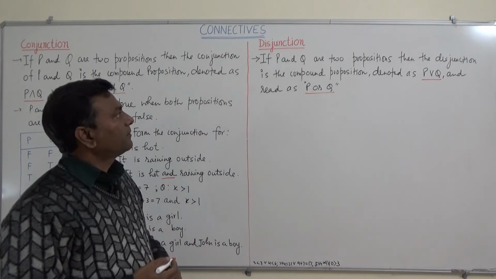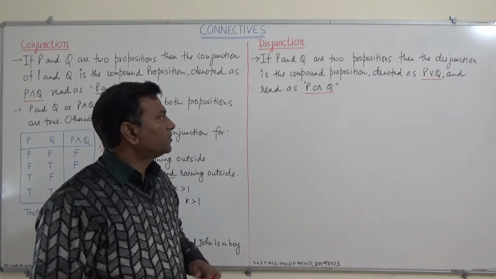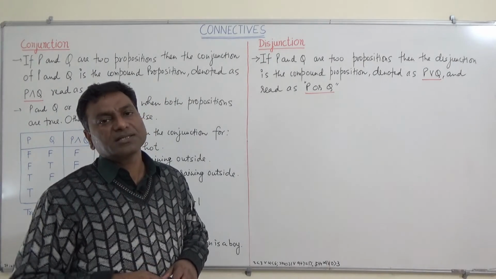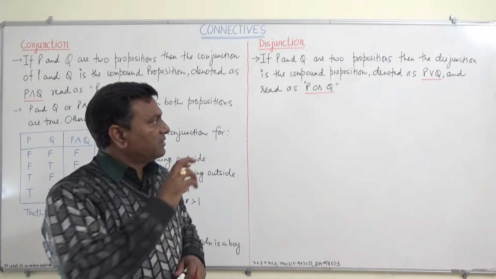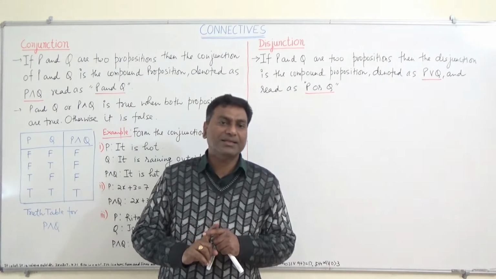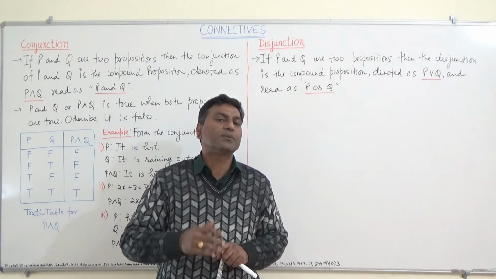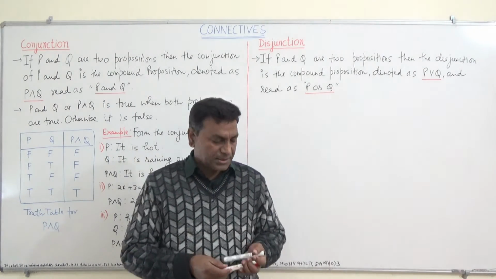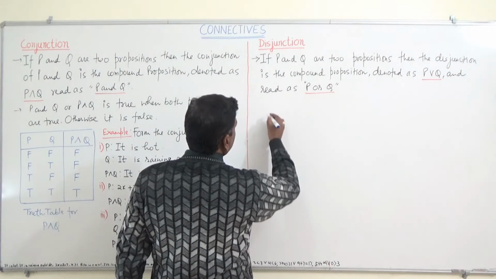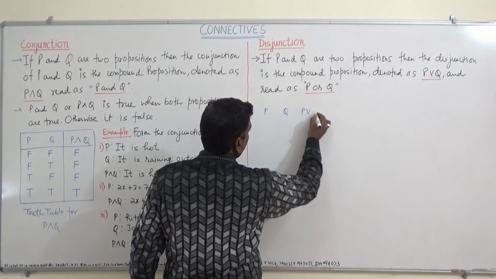Its compound proposition using this disjunction will be true when any of the propositions is true, and this will be false only in one condition, when all the propositions are false. So if we are taking two propositions, P and Q, this will be true if either of the propositions is true, and false if both the propositions are false. So let us see its truth table. This is P, Q, and this is P or Q.